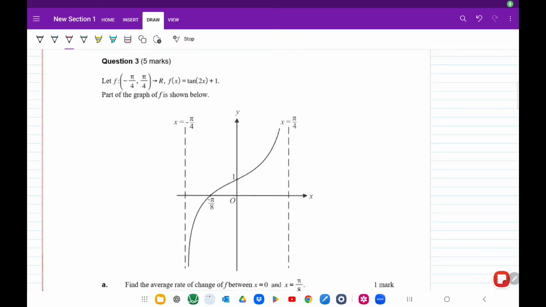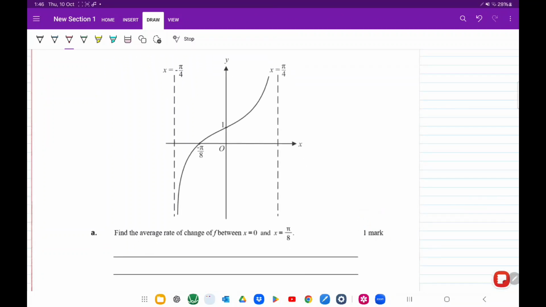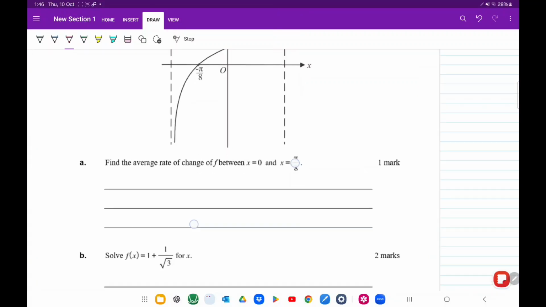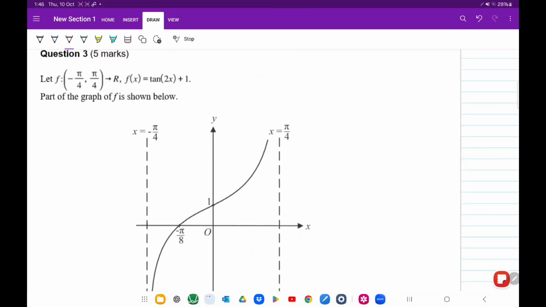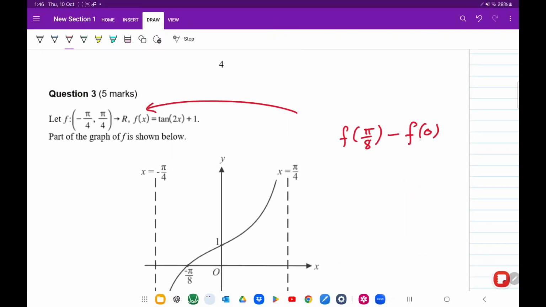Question 3 looks at this tan graph, and we're asked to find the average rate of change between x equals 0 and x equals pi on 8. The average rate of change is essentially the gradient formula. If we understand what we need to plug in, this is our function f, so y2 in this case will be f of pi on 8 minus y1, which is f of 0, over pi on 8 minus 0.